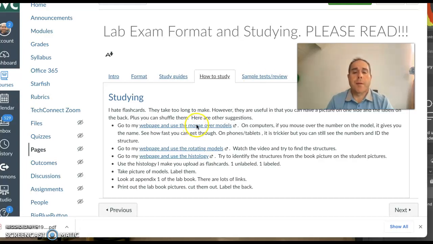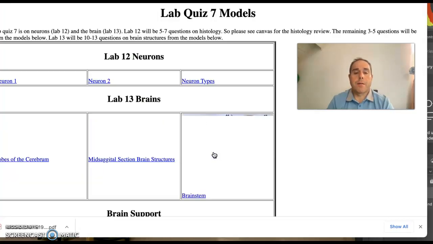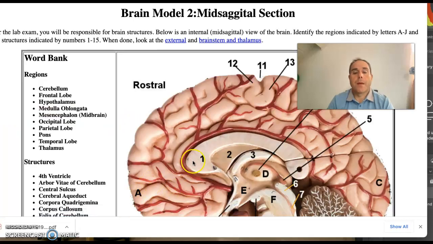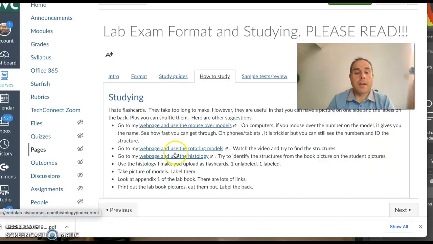So you can use the mouse over models. That's the ones where you click on the structure, do a brain, and you have the corpus callosum. There's the rotating models, and there's the histology.